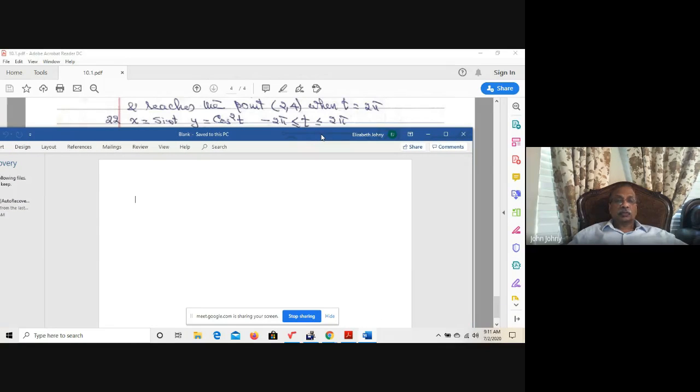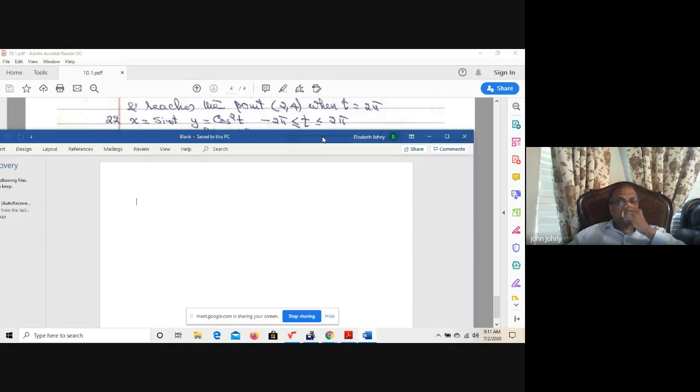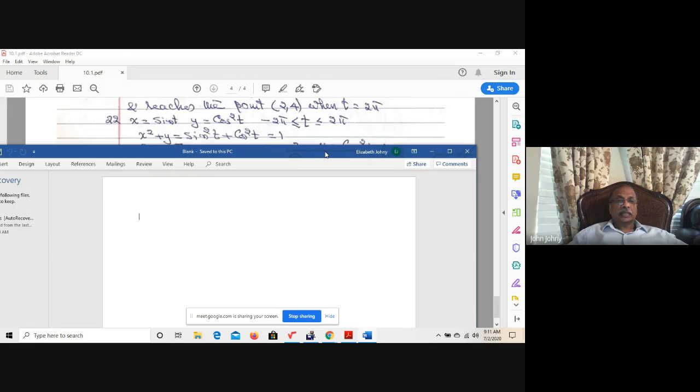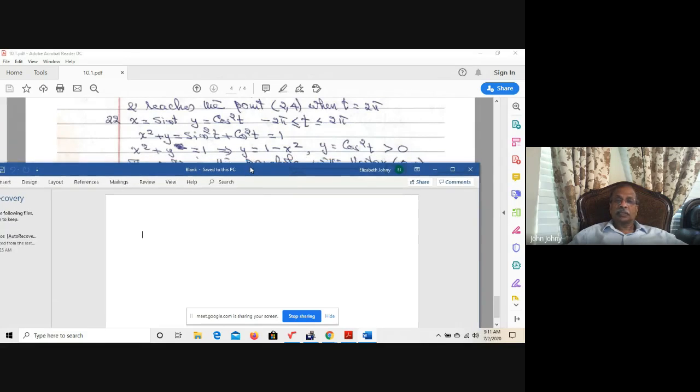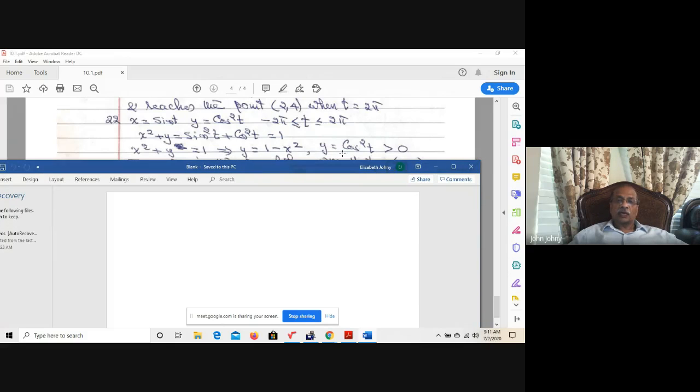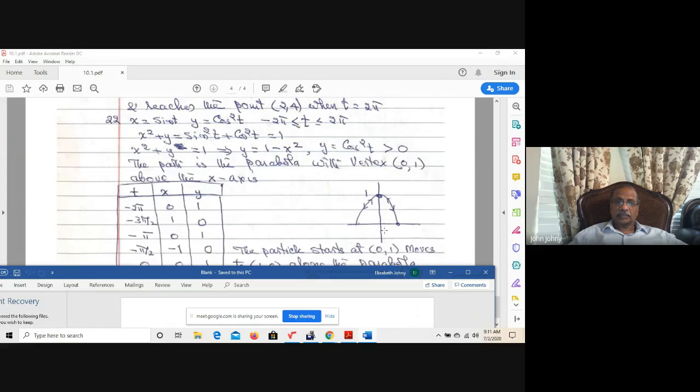Number 22. x is sine t, y is cos square t, negative 2 pi less than or equal to t less than or equal to 2 pi. Okay, x is sine t, y is cos square t. So x square plus y is sine square t plus cos square t, that is 1. That is x square plus y is equal to 1, means y is equal to 1 minus x square, and y is positive. So it is the upper part of the parabola. So the parabola looks like this. It is the upper part of the parabola because y is positive. And the path is a parabola with vertex 0, 1 above the x-axis.